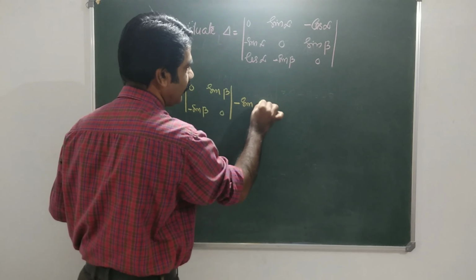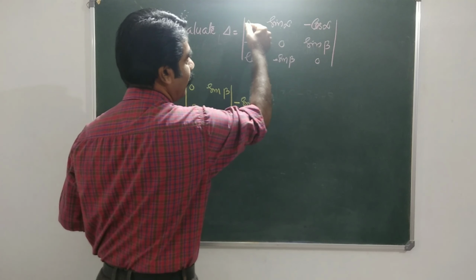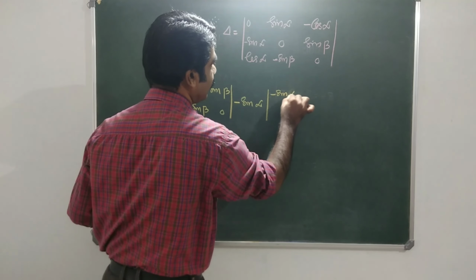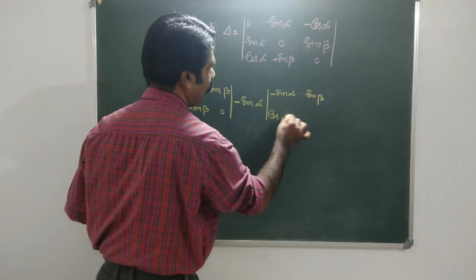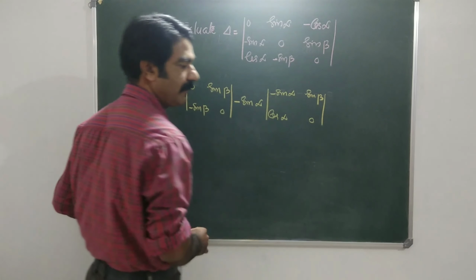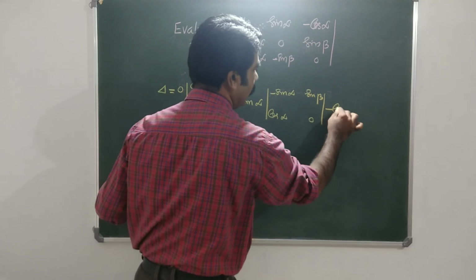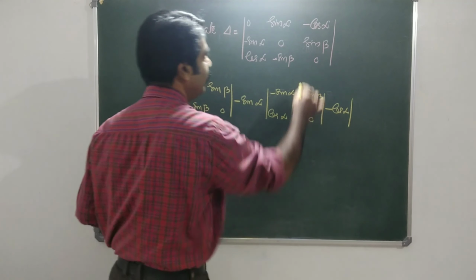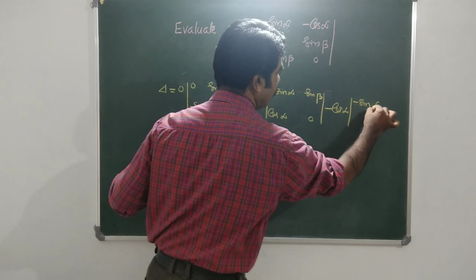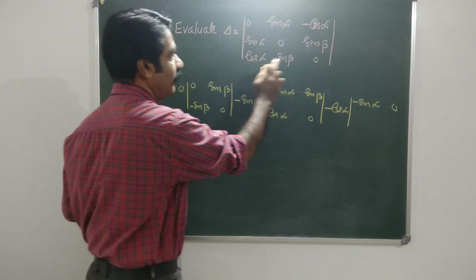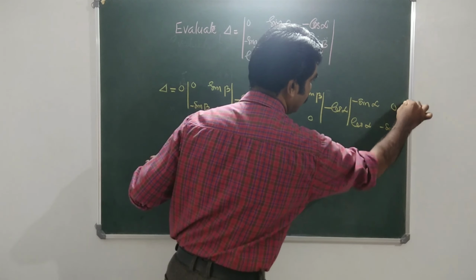Then minus, the second element is sin alpha. So sin alpha into, deleting that row and column, we get minus sin alpha, sin beta, cos alpha and 0. And the third term here is minus, so minus cos alpha into, deleting that row and this column, we get minus sin alpha, 0, cos alpha, minus sin beta.